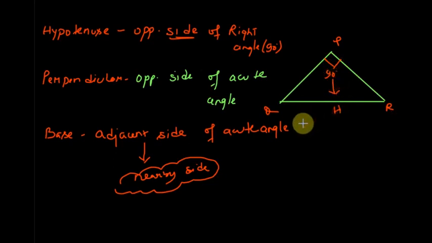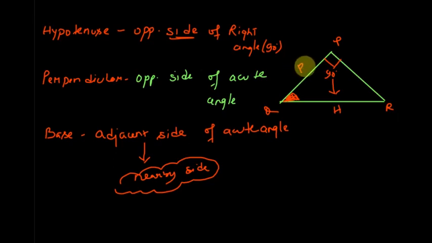QR. Okay, let's select Q as the acute angle. We are selecting Q as the acute angle. So as per Q as the acute angle, what will be our base? Base is the adjacent side, not opposite. Base is adjacent, the near one. So the near sides to Q are PQ and QR, but QR has been occupied by hypotenuse, so our base will be PQ.